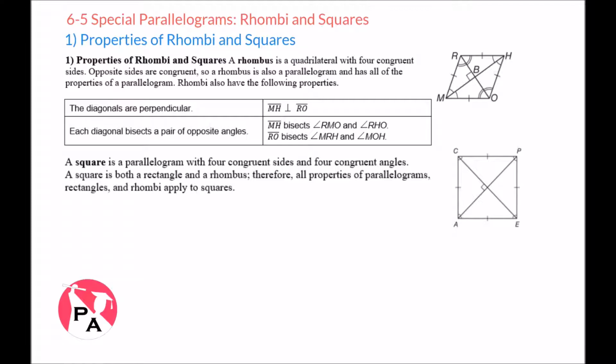We know this is a rhombus because all four sides are congruent. This is the first sign of having a rhombus. If you see a four-sided figure that has all equal sides in length, that means it's a rhombus.